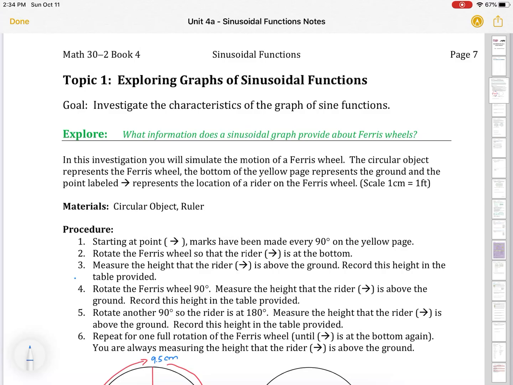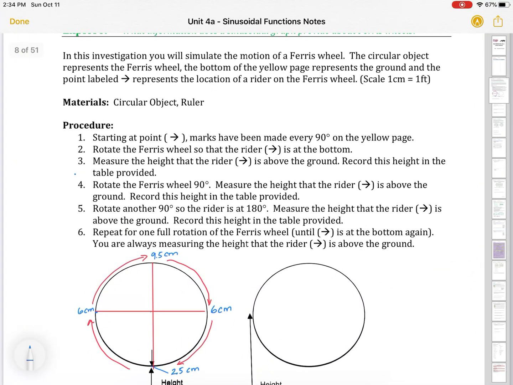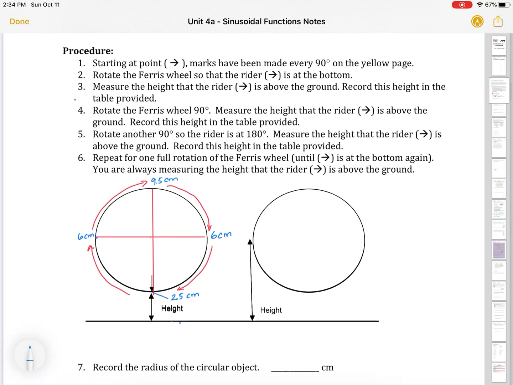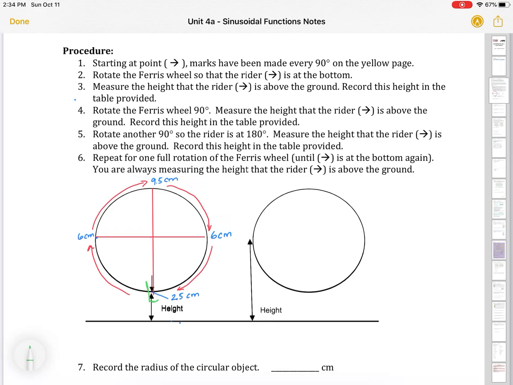So in the investigation, we simulate the motion of a Ferris wheel. We have a circular object, and I would be giving you a cutout of a little Ferris wheel that you would rotate, starting with the rider at the bottom. So if this is the pathway of the Ferris wheel, the rider starts, we have his little seat here at the bottom, and he rotates up and around the Ferris wheel.